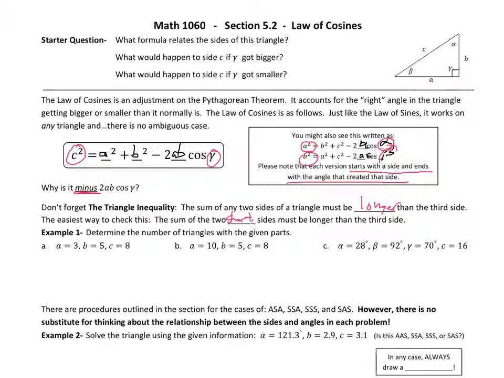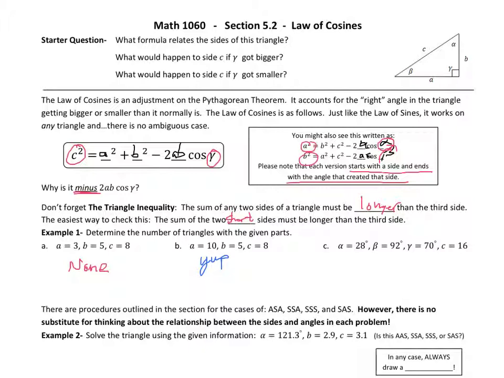All right. So now determine the number of triangles with the given parts. B plus A. Wait, what if they equal each other? Is that a triangle? That is not a triangle. Okay, what about part B? Triangle? Yeah, because B plus C is definitely greater than 10. So yep, we got a triangle.